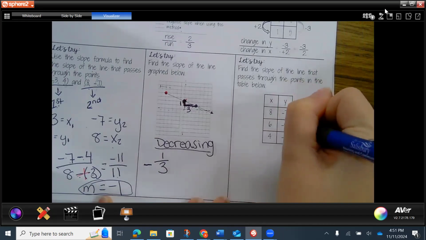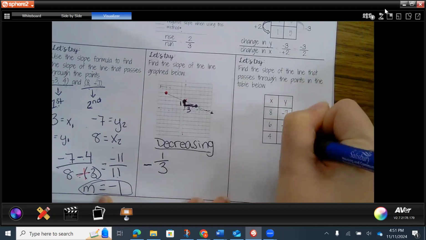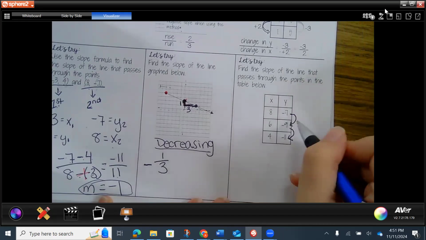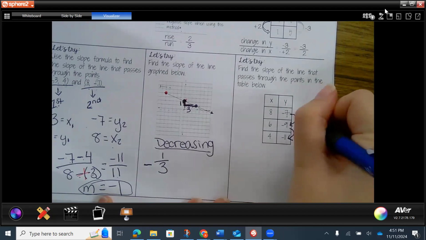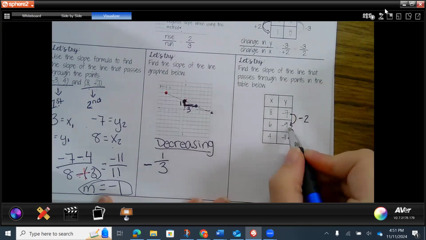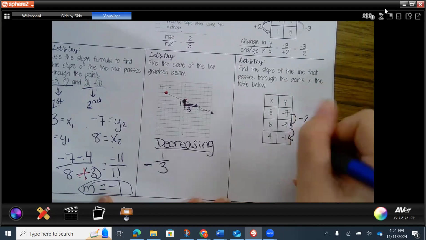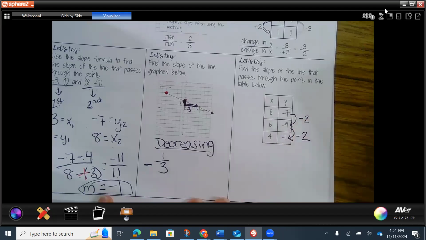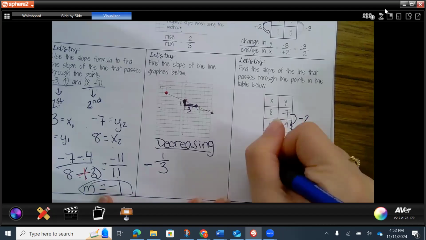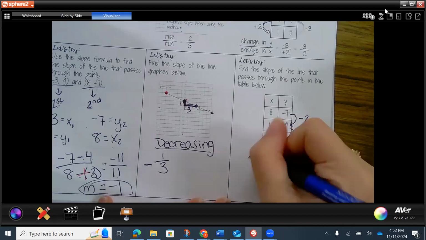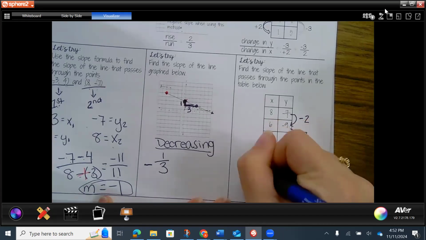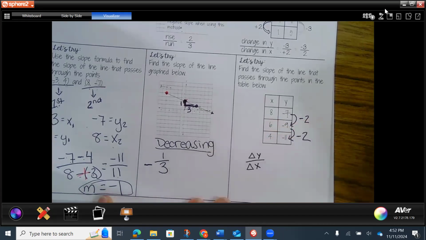So we want to look at how much my y values are changing by. So from -7 to -9, it looks like it's going up, but it's actually going down. -7 to -9. I owe $7 and now I owe $9. I'm owing more money. So it's going down by 2. -9 to -11, it's going down by 2. So that's my change in y. The triangle symbol also means change. So change in y divided by change in x.